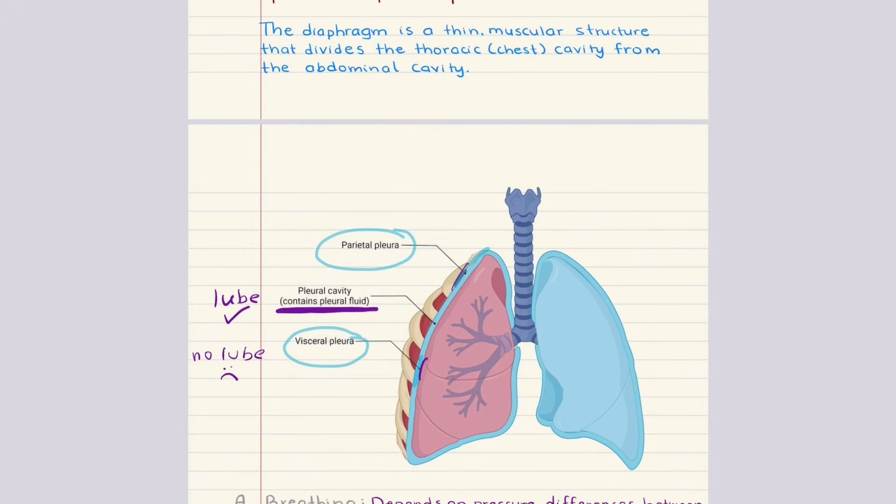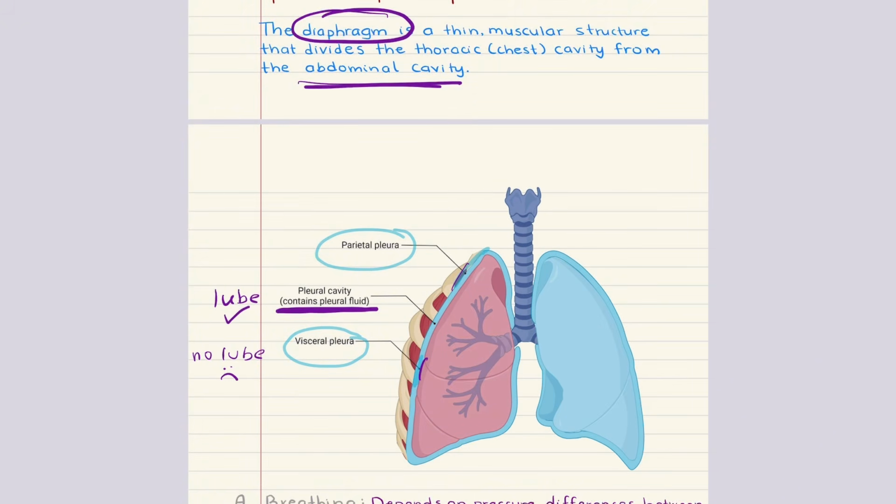And to fully understand that, we have to look at the muscle that powers most of our breathing, the diaphragm. The diaphragm is a thin, dome-shaped sheet of muscle that separates the thoracic cavity, which is where the lungs and heart are, from the abdominal cavity.